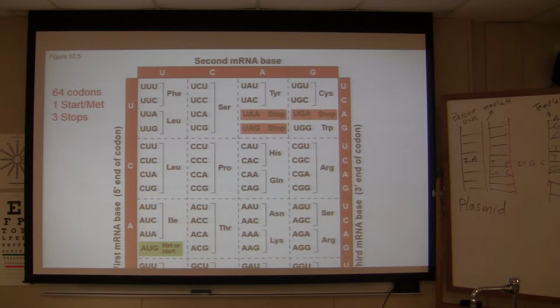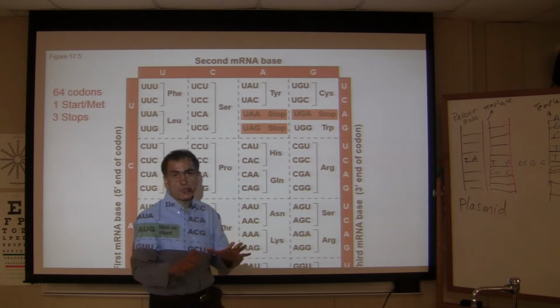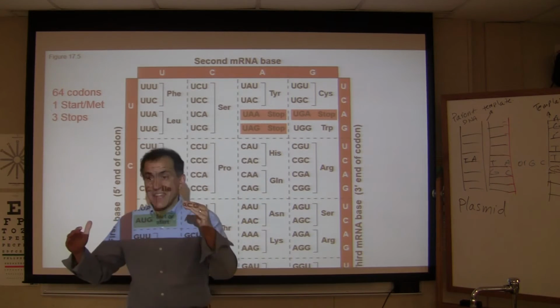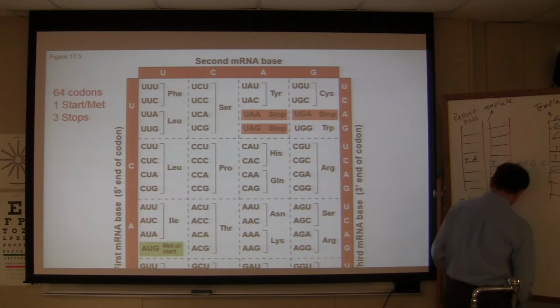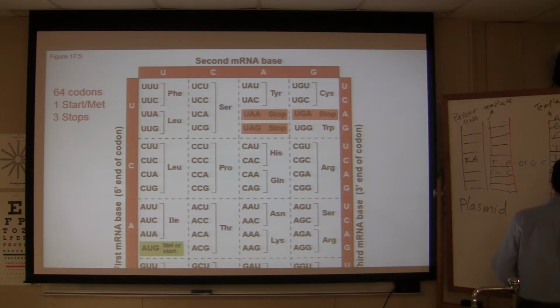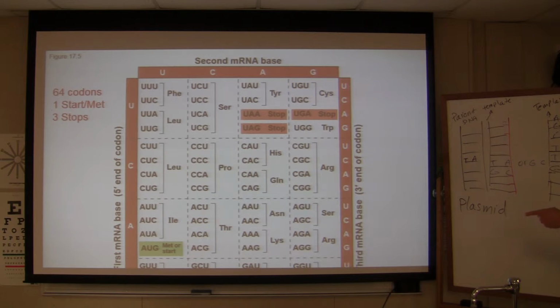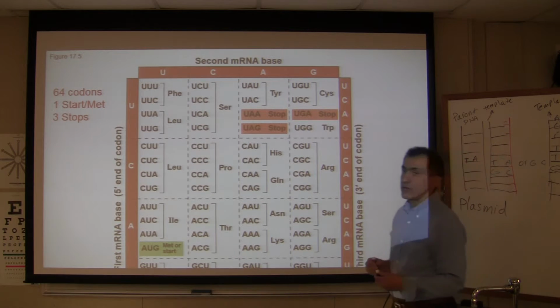Somebody had a question. Yes. What would UAA be? It says stop. I haven't talked about termination. It's called termination. At the end of your transcription, at the end of translation, you will have one of those three, UAA. So the cell knows to stop. At the very beginning, you have AUG. And I will talk about those. AUG means start, and start is always with the amino acid methionine. MET, methionine at the beginning.